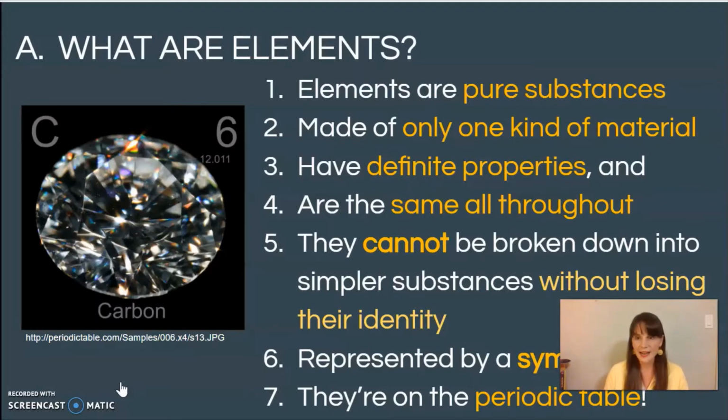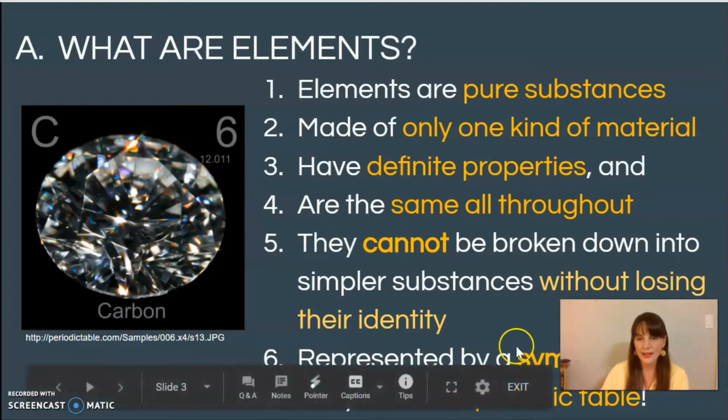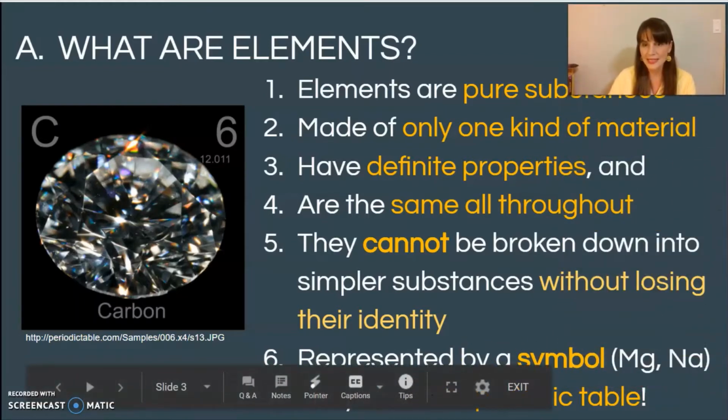So they cannot be broken down into a simpler substance without losing their identity. Sometimes we can break atoms apart, but then they are no longer the thing that they were before. Elements are represented by a symbol, and those are the symbols that we see on the periodic table. The symbol is a single capital letter, or a capital letter followed by a lowercase letter, so just two letters. An example would be magnesium or sodium. And these are the elements that are on the periodic table.